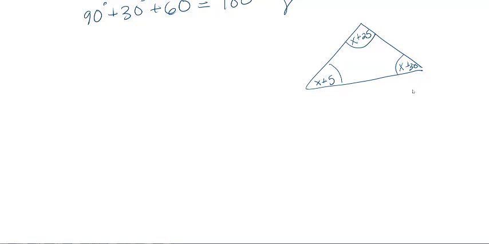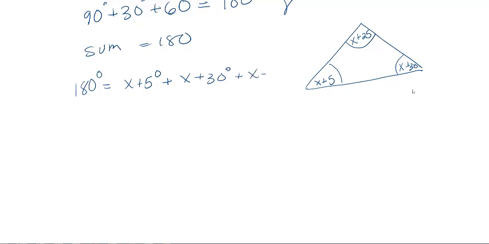Okay, so again, our equation is fairly simple. We know that the sum of the measures of all three angles equals 180. So we can just sum these up. We'll write 180 degrees equals, okay, the first angle is x plus 5 degrees. The second angle is x plus 30 degrees. And the third one is x plus 25 degrees.